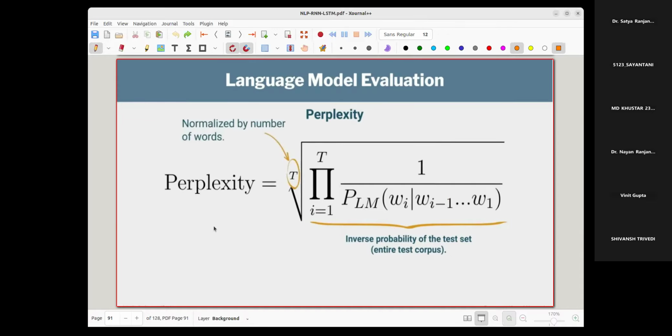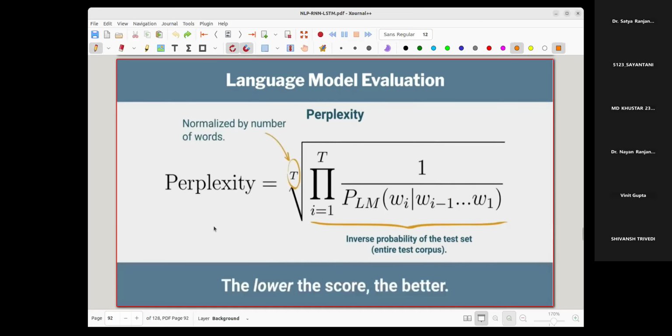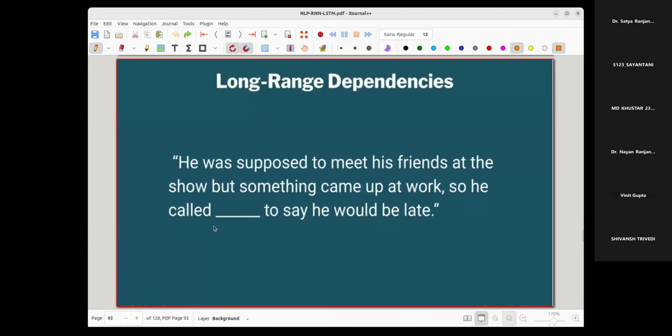If the perplexity is small or lower, then it is better, because it is inversely proportional. So perplexity is the metric used to evaluate whether a language model is good or bad. If the perplexity score is less, then it is better. If the perplexity score is more, then it is not better. Remember this much.